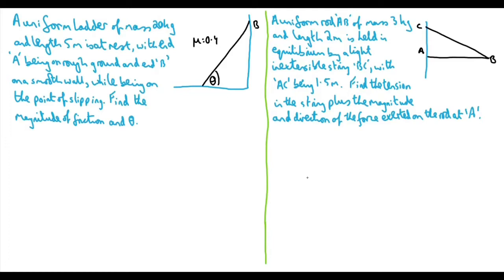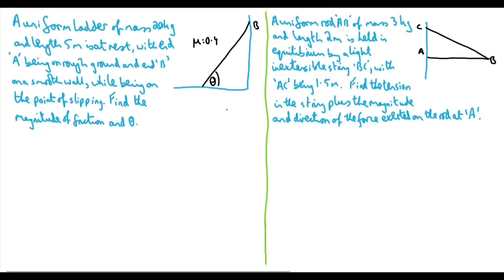annotate any of this. So we have a uniform ladder of mass 20 kilograms and length 5 meters at rest, with end A being on rough ground and end B on a smooth wall, while being on the point of slipping. So based on this, find the magnitude of friction and theta, that angle between the ladder and the ground. Well, the difference with this when it comes to our working, therefore, is that some of your forces, if not all of them, are going to be at angles to the rod in question rather than perpendicular, so we're going to have to take components like we would in other static rigid bodies scenarios.